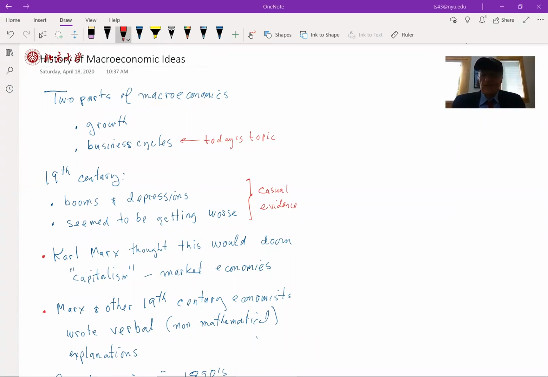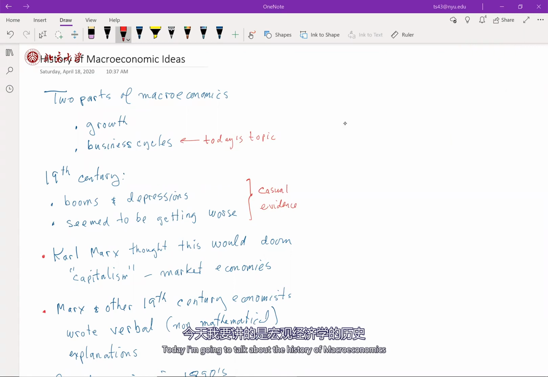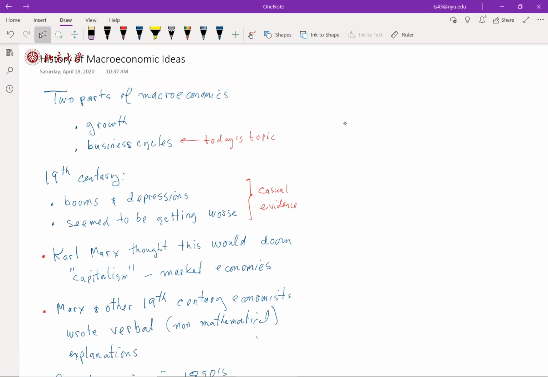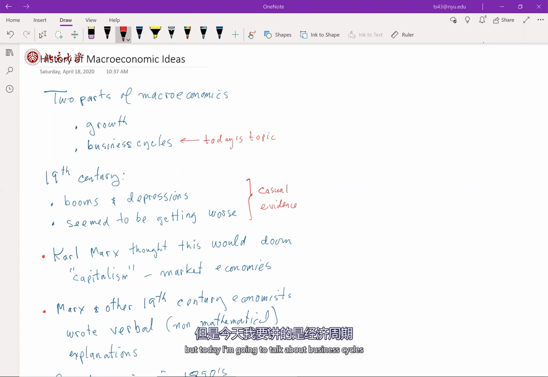This is Tom Sargent, and today I'm going to talk about the history of macroeconomics, or actually a part of it. So let's get started. There's basically two major parts of macroeconomics. First involves growth, and the second involves business cycles, and they're actually tied together. But today I'm going to talk about business cycles, and hopefully we'll see why.